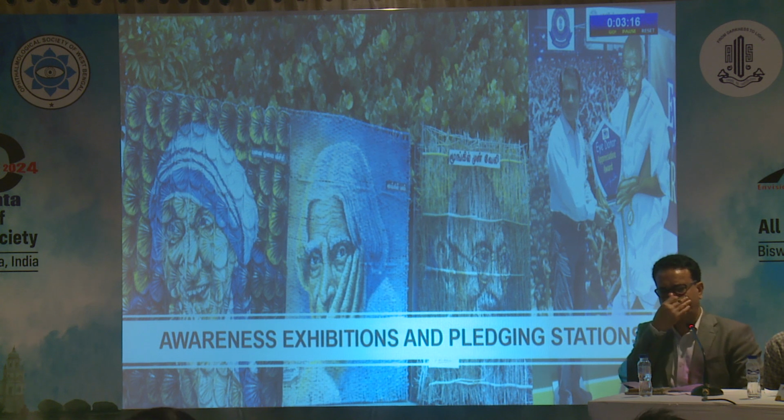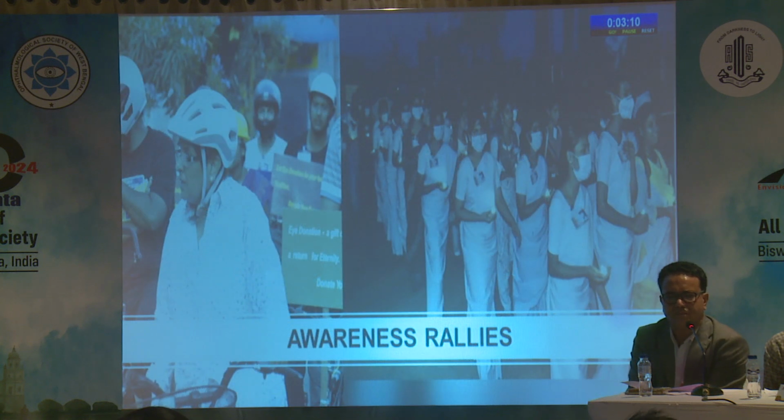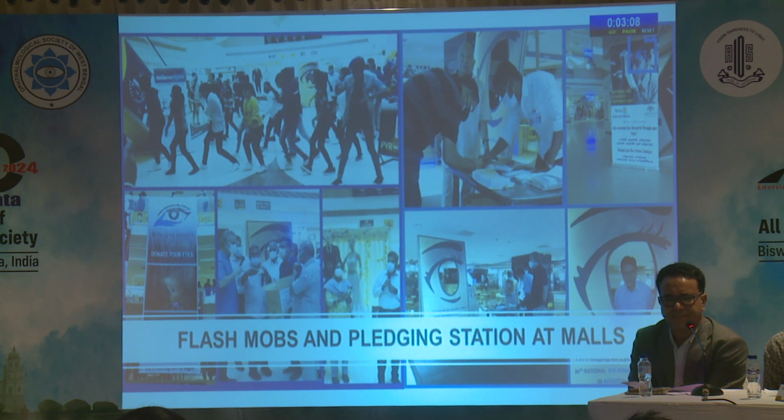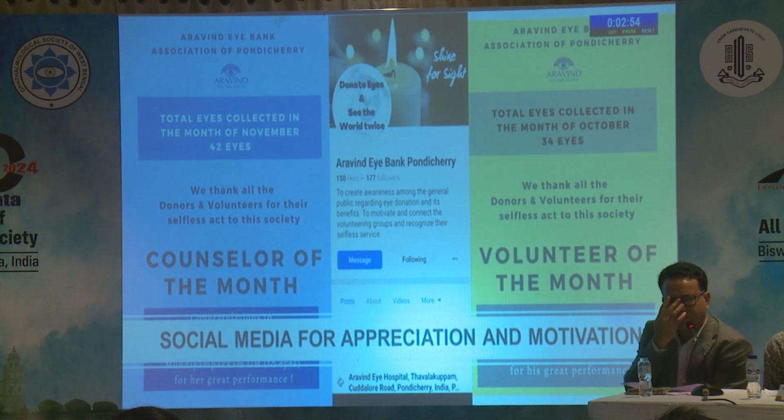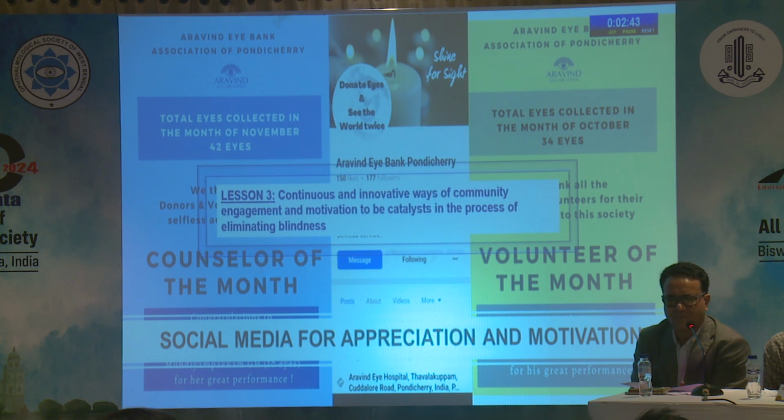Every year during the National Eye Donation Fortnight, we hold awareness exhibitions and pledging stations. We also organize awareness rallies and innovative methods like flash mobs at public places like malls with a dedicated pledging station. Every year we hold donor meets to encourage, motivate, and felicitate the families of the volunteers and the donors. We have a very active social media presence where we hope to motivate and validate the contributions of our counselors and volunteers every month. We've learned that continuous and innovative ways of community engagement and motivation are catalysts in this process of eliminating blindness and have helped increase the efficiency of our eye bank.